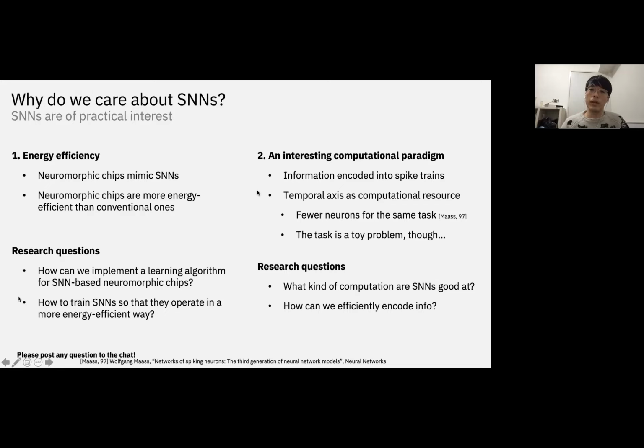So from these two perspectives, I think a spiking neural network offers an interesting way to compute in a novel way. A research question related to this motivation is, what kind of computation are spiking neural networks better at than the current neural networks? And how can we efficiently encode information into the temporal axis? So these are our main motivations to study spiking neural networks.